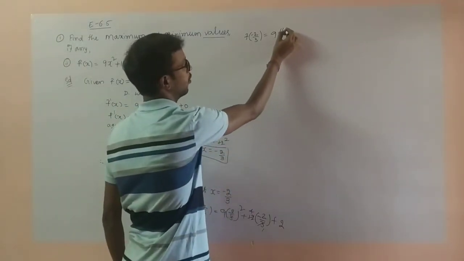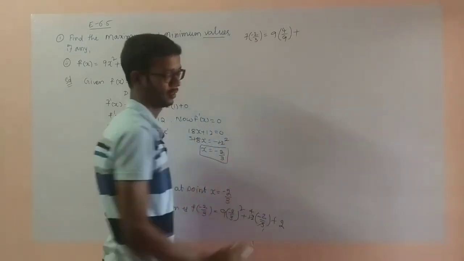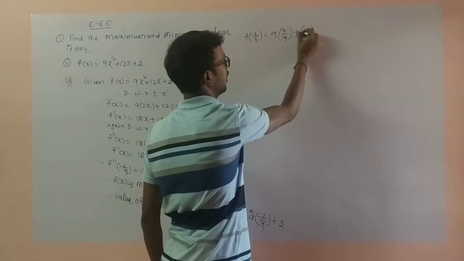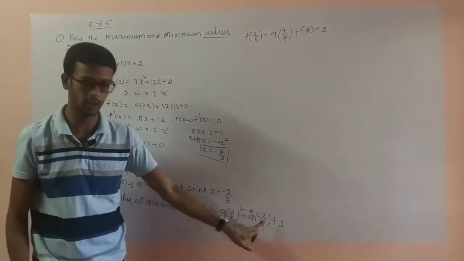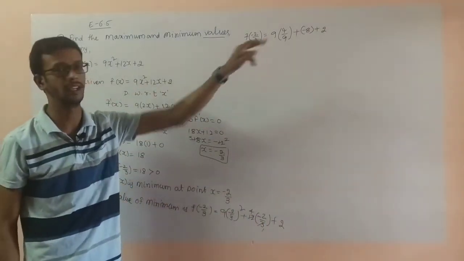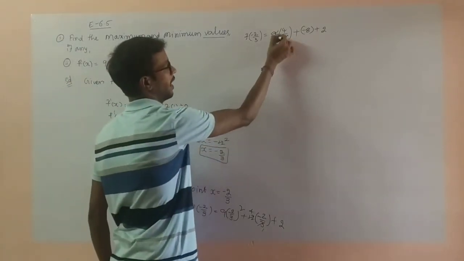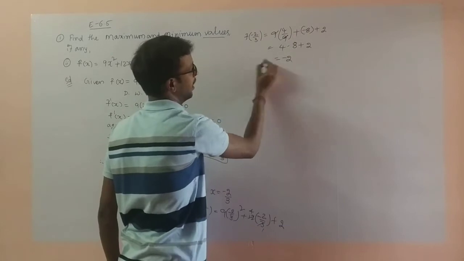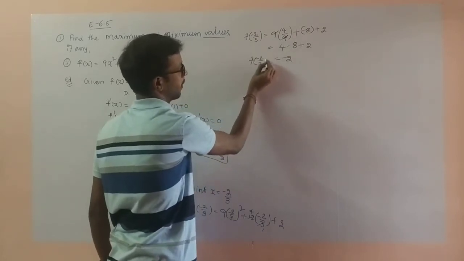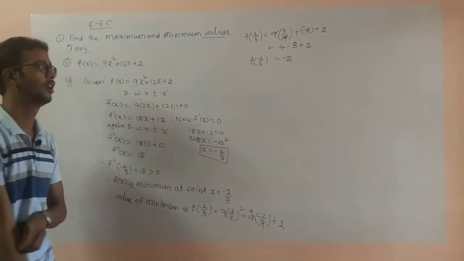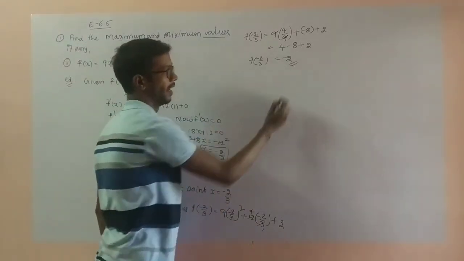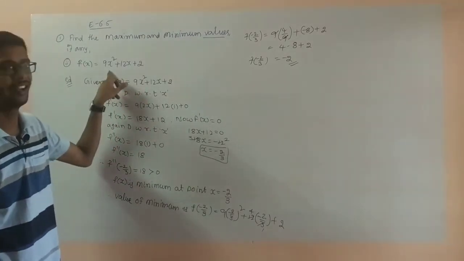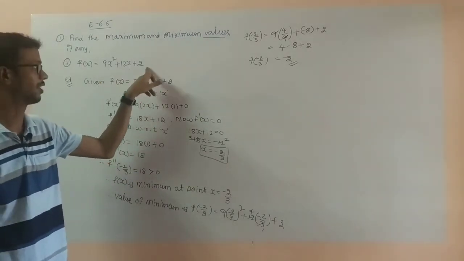9 into 4 by 9 plus 12, that minus 8 you will get, plus 2. 4 into minus 2 is minus 8, plus 2. Here 9 cancels. 4 minus 8 plus 2, that is minus 2. Minus 2 is the minimum value. Minus 2 is the minimum value of the function 9x square plus 12x plus 2.